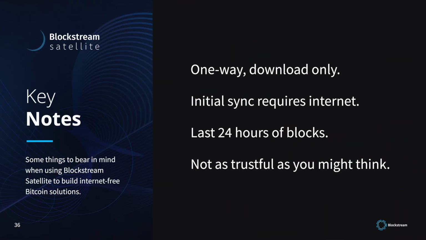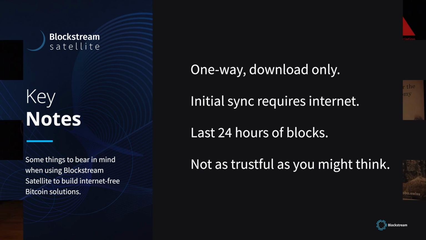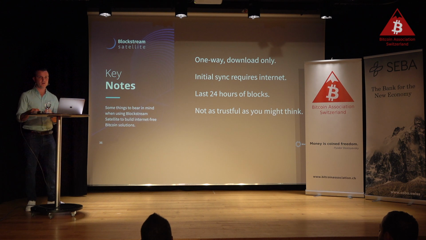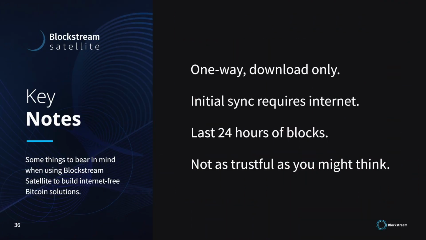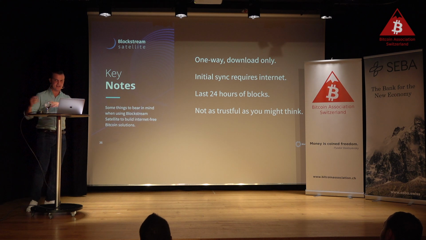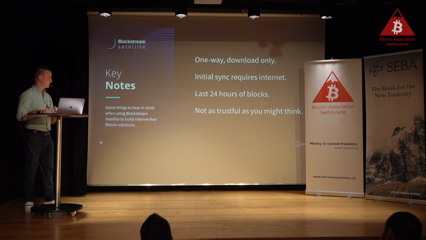And finally, some key notes about the Blockstream satellite. It's one-way, download only. A lot of people get confused and think you can start beaming transactions back up to the satellites. You can't do that yet. It's just for operating a Bitcoin full node. The initial sync requires the internet. So the bandwidth requirements, like we saw for initial sync, it was 200 gigabytes. You're going to need to do that through an internet connection before connecting to the satellite. And then also the transmissions are transmitting the last 24 hours of blocks, I think on a 6-hour cycle, which means that if your device gets disconnected or whatever, you can catch up pretty quickly.